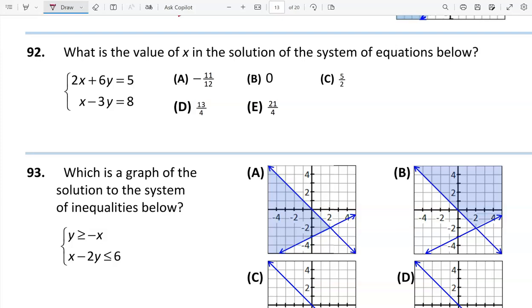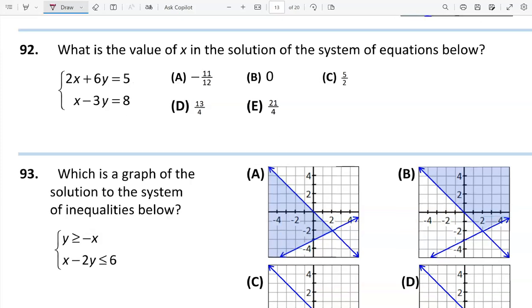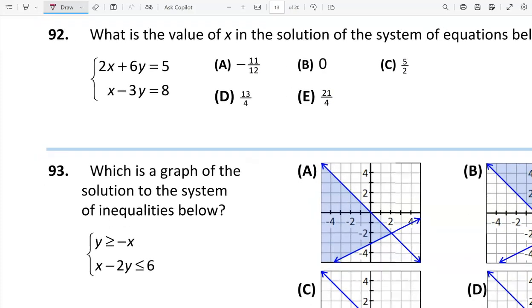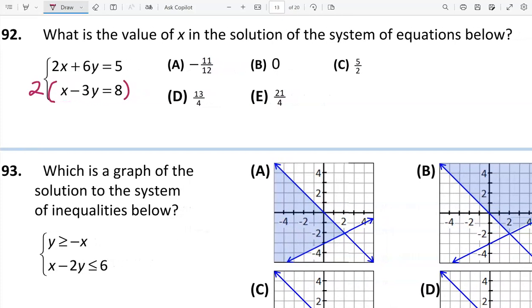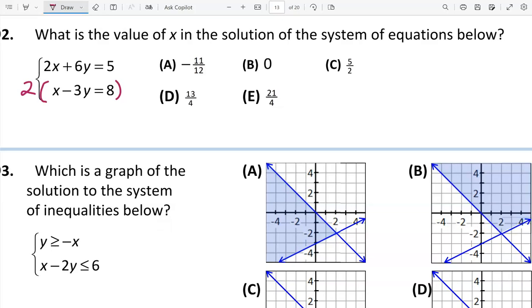For number 92, we are asked what is the value of x in the solution to this system right here. So if I just want to figure out x, I'm going to eliminate the y's from this system of equations. So I want to multiply that second equation by 2 because doing so, when we add the two equations together, we'll eliminate the y's.